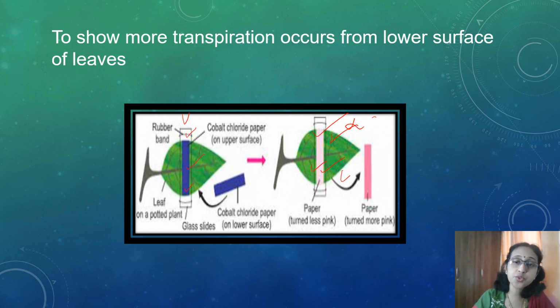So from this we can prove that transpiration occurs more from the lower surface of the leaves, as the number of stomata is more on the lower surface. The cobalt chloride paper stuck to the lower side of the leaf turns more pink, whereas the one stuck to the upper side is gradually turning pink but taking much longer. So hence it is proved that transpiration occurs more from the lower surface of the leaves. Is it clear? Now we are moving to the next experiment.